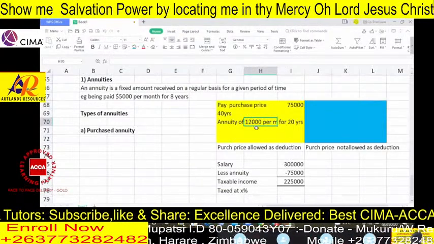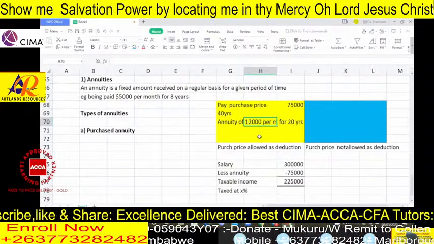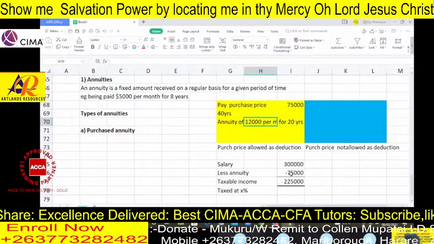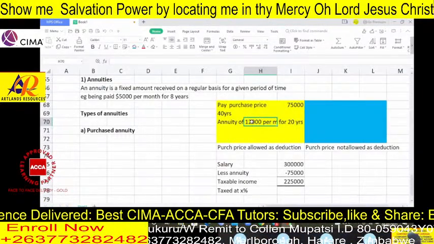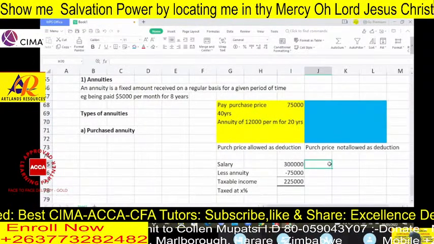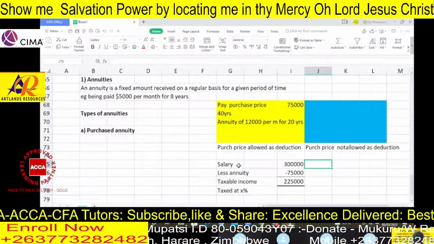Meaning, you remember, the 12,000 is the amount that you are now getting per year for 20 years. But remember, when you paid for that, it was allowed as a deduction. So when you are now receiving the annuity, it will be taxed in full. Now, on scenario B, salary.